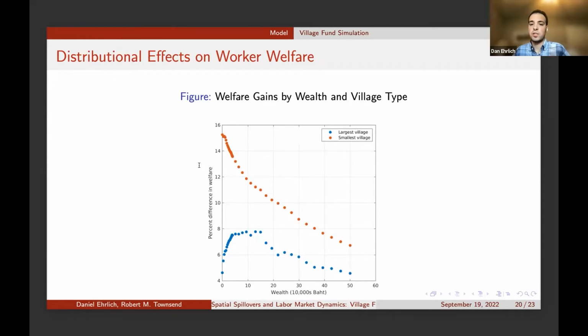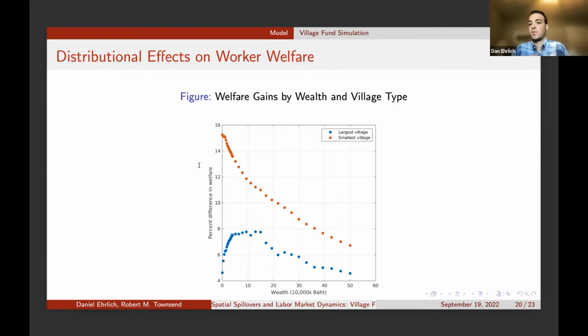So we're going to find that workers in small villages benefit the most. Those are the villages that receive the most money, whereas larger villages receive less. We're also going to find non-linearities in some of the villages. For example, as you can see in the largest village here in blue, there's going to be a non-linearity in welfare gains because there's essentially two costs here.